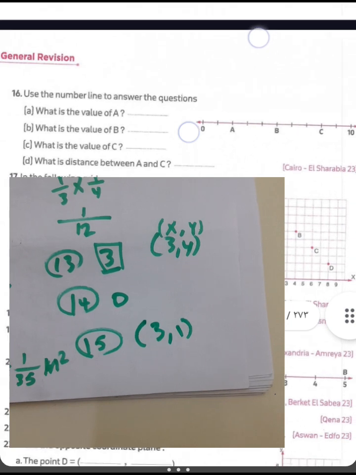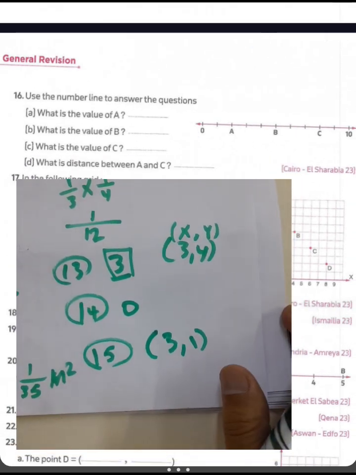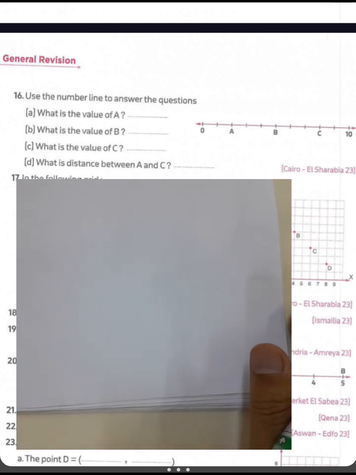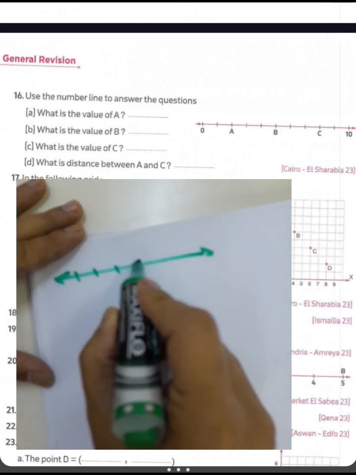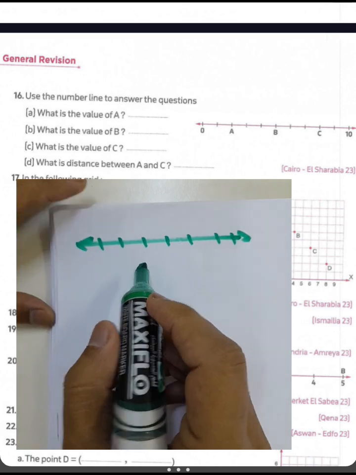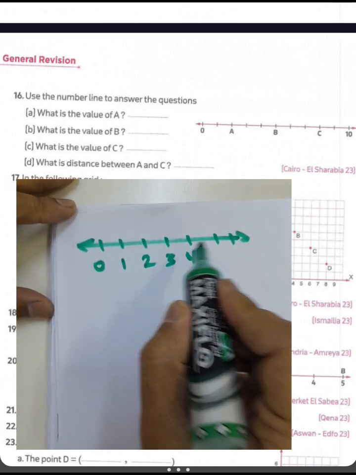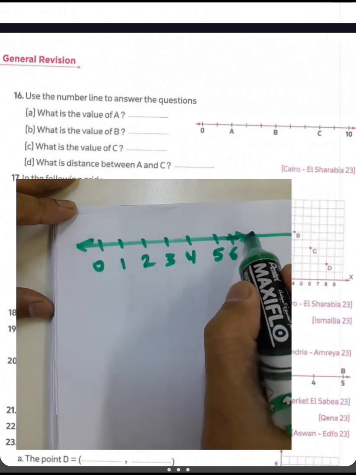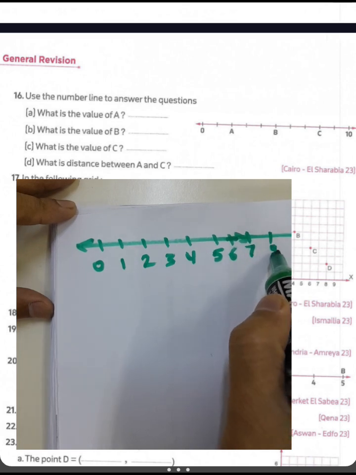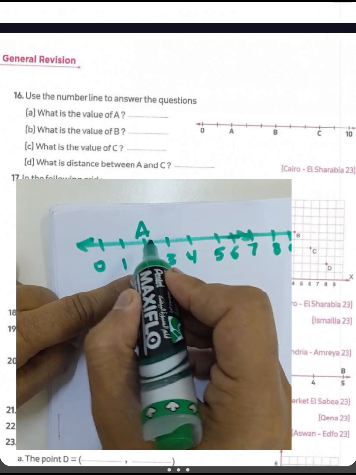Use the number line to answer the question. What is the value of point A? We have A and B, C and D on the number line, and I will draw here a number line like your number line in the book. First we have 0, 1, 2, 3, 4, 5, and 6. To go to 10: 7, 8, 9, and 10. 0, 1, 2. Then A will be 2.